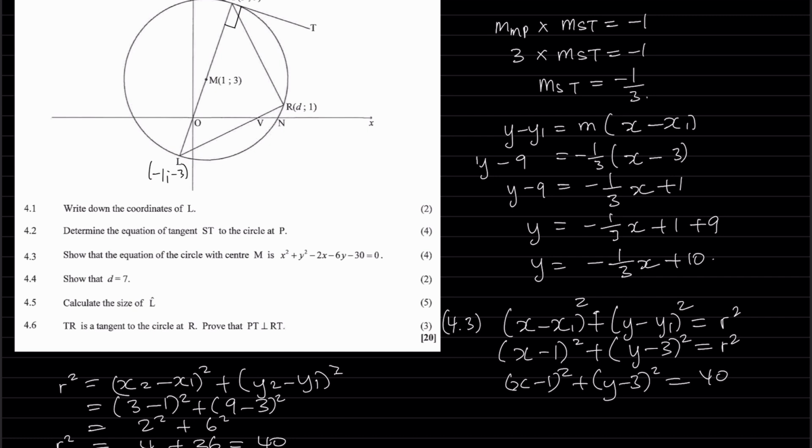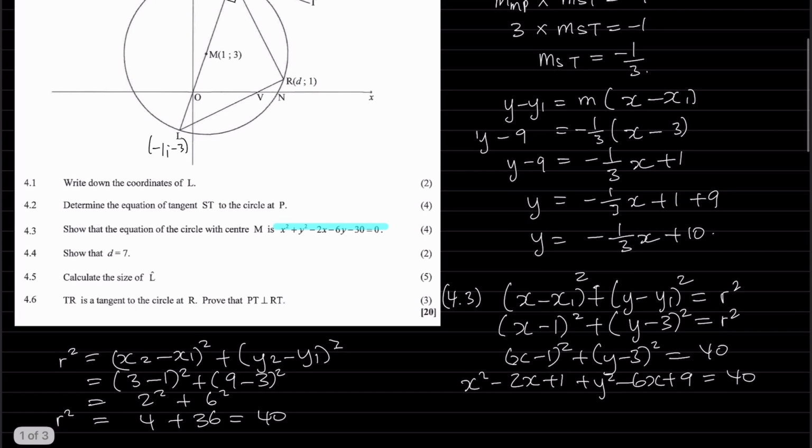Now they want us to write it in this form. So to get that form, we need to simplify, or in other words, open up our brackets. If we open up the brackets, we're going to get x squared minus 2x plus 1 plus y squared minus 6y plus 9 equals 40. Now we can take the 40 across, and let's rearrange while we're at it. So x squared plus y squared minus 2x minus 6y. This is 6y, not 6x. Sorry about that.